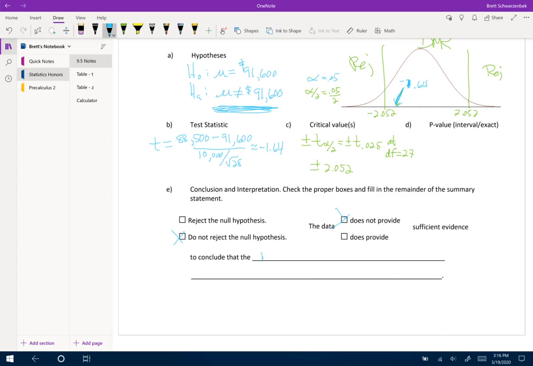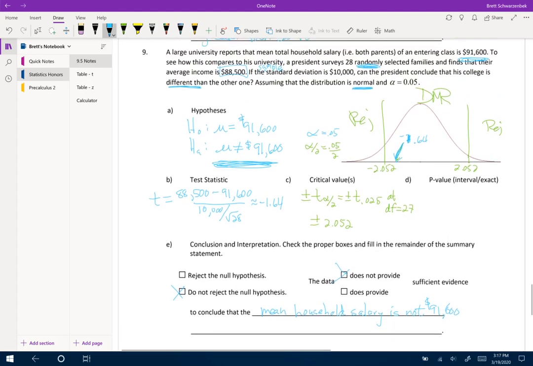So the mean household salary is not, you could say is different than if you want, because that's what they said in the statement, but this is fine as well. A synonym is fine. And we get this as our value. Okay, so we made our decision.